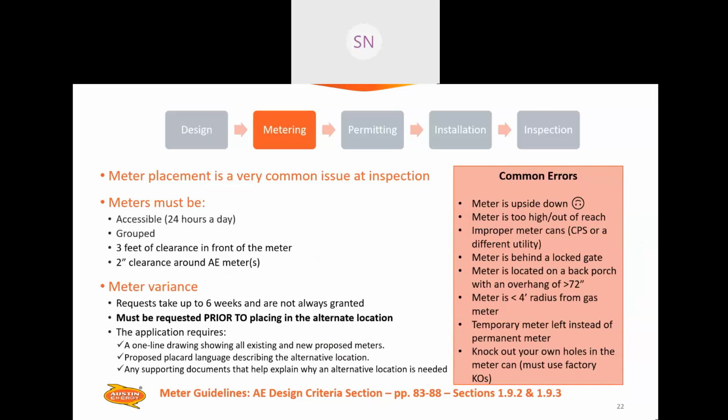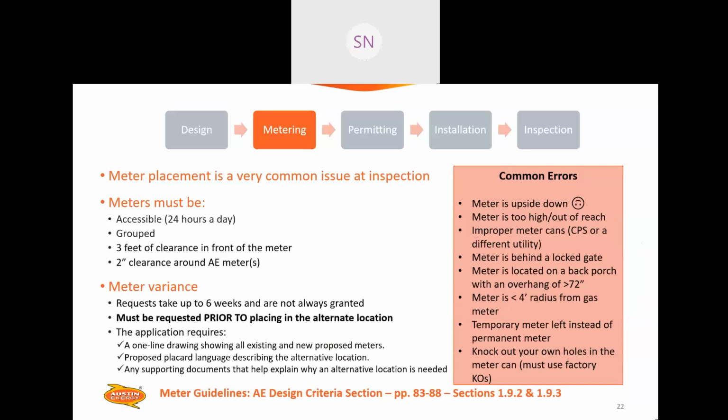Some common errors that we see out in the field are that the meter is upside down, or that it's too high or out of reach. Rory's tall, but he's not 7 feet tall, so don't put it where he can't see it or reach it. Sometimes we've seen the improper meter cans from CPS or different utilities installed. A lot of times, people don't think about it, but the meter will end up behind a locked gate. There are also rules about it not being located on a back porch with an overhang of more than 72 inches. That has to do with that space being considered inside the house.